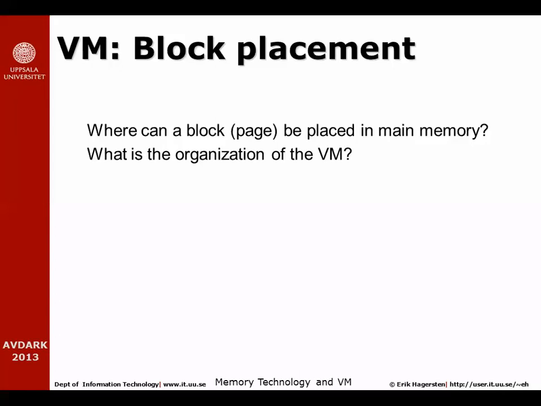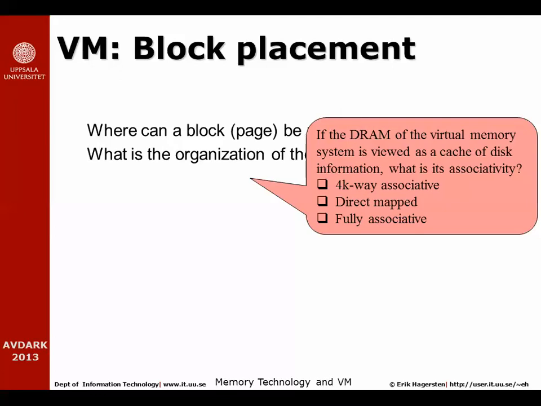But what is the organization of a virtual memory system? For one of its cache lines, so one of its 4 kilobyte pages, what are the placement restrictions? How many different places can we choose between when we bring a 4 kilobyte page into memory? In other words, what is the associativity of the virtual memory system?